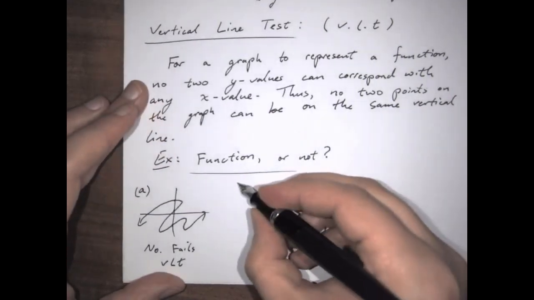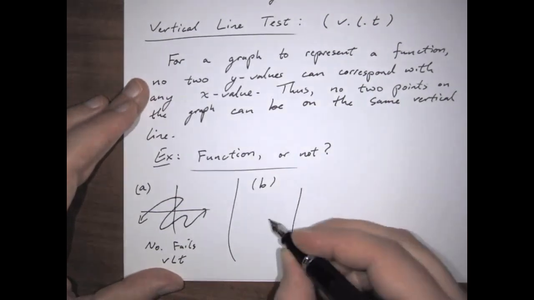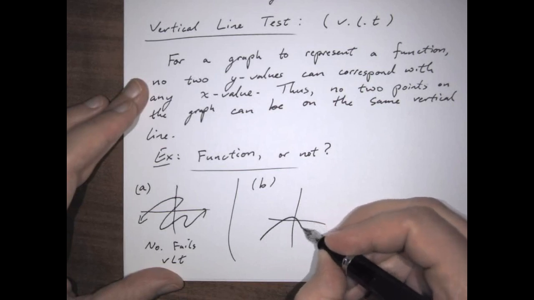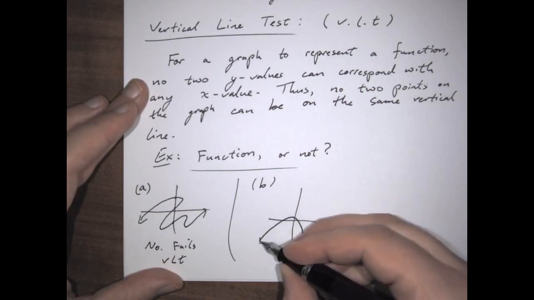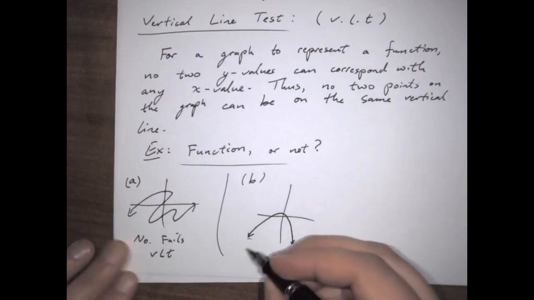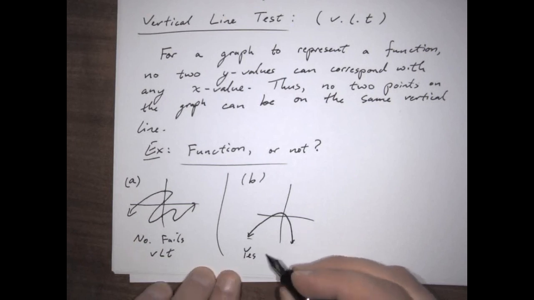All right, well, what about a graph, I should say, like this? That's a pretty classic looking graph. Goes up, goes down. And the answer is yes, this would be a function. It does not fail the vertical line test. It passes it.